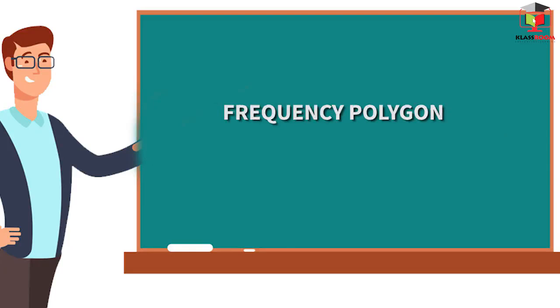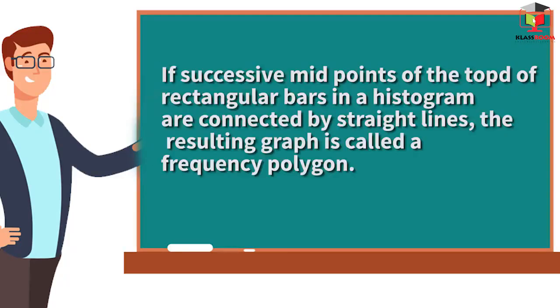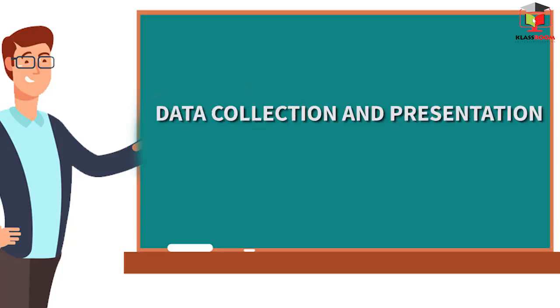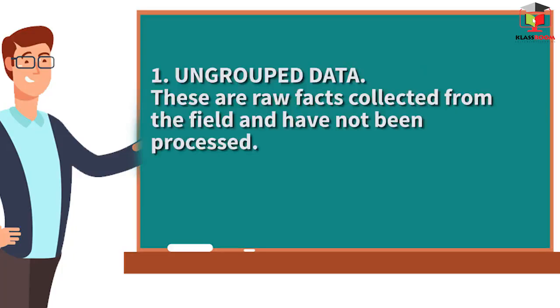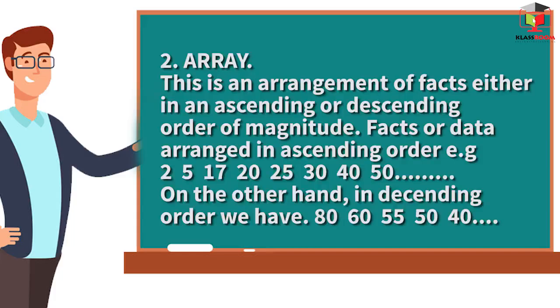The next one is frequency polygon. If successive midpoints of the tops of rectangular bars in a histogram are connected by straight lines, the resulting graph is called a frequency polygon. The next topic is data collection and presentation. 1. Ungrouped data. These are raw facts collected from the field and have not been processed. 2. Array. These are arrangements of facts either in ascending or descending order of magnitude.